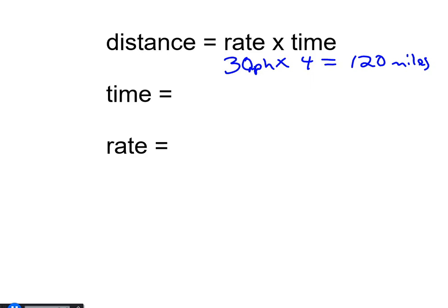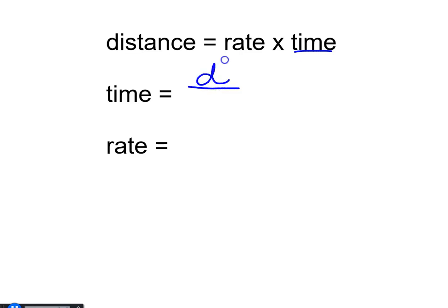We can use this formula also to figure out time if we know distance and rate. To get time by itself, you would just divide distance by rate. So time is equal to distance divided by rate. And if we wanted to get rate by itself, we would divide by the time. So rate is equal to distance divided by time. These are three ways of looking at the same equation. This is all based on distance being equal to rate times time.